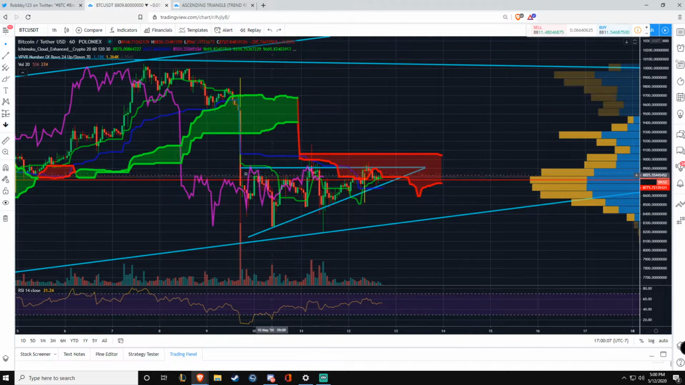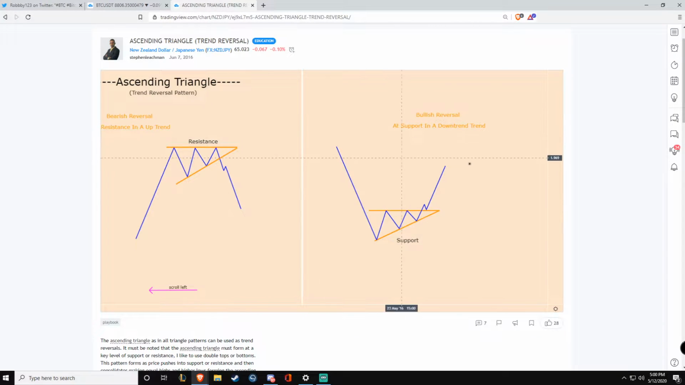Let me just show you guys an example here. This guy Stefan, this is a really good example. He put this on TradingView. He posted this: a bullish reversal at support in a downtrend. So here's a trend going down, bounces in between right here, breaks out, returns to the breakout, and it goes up.